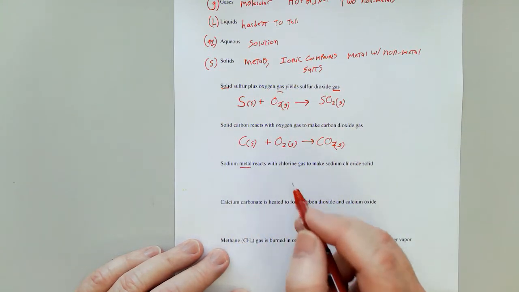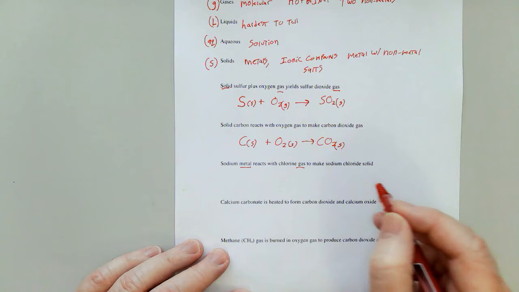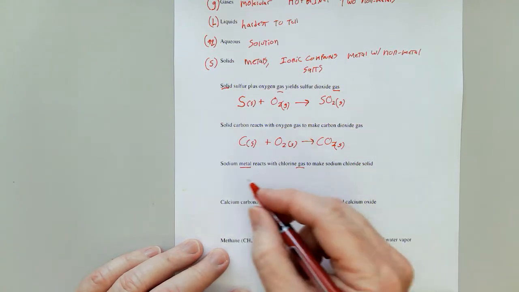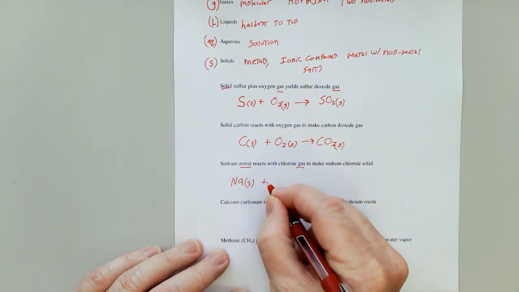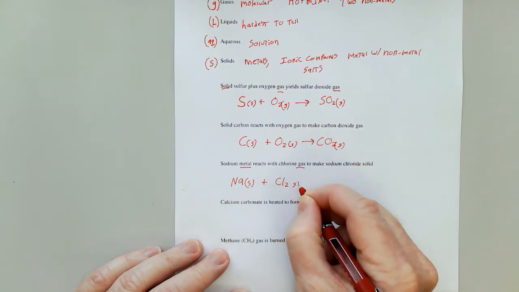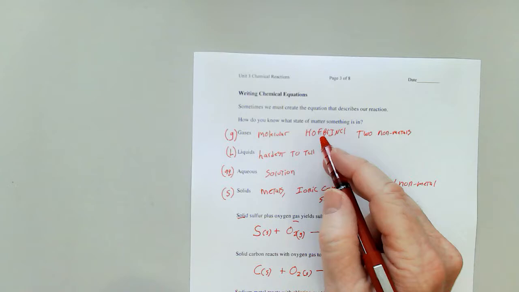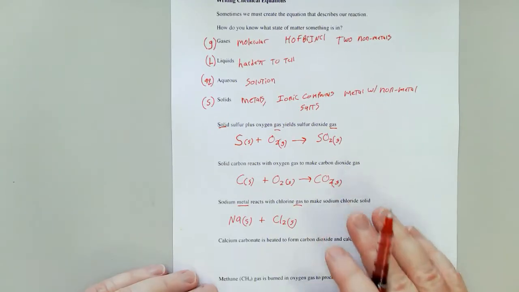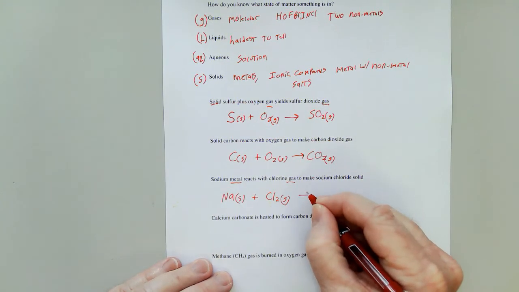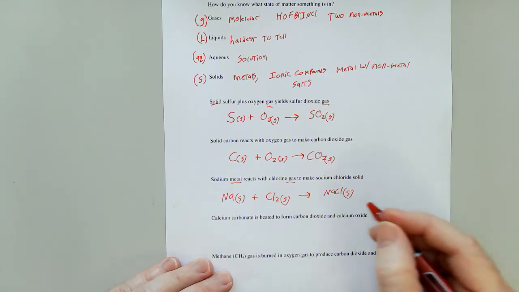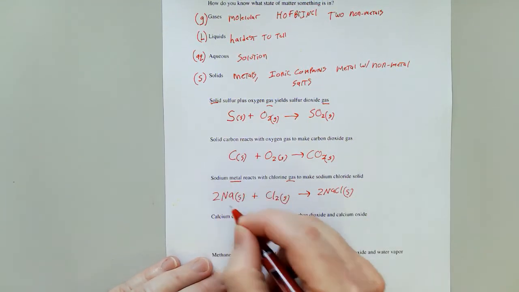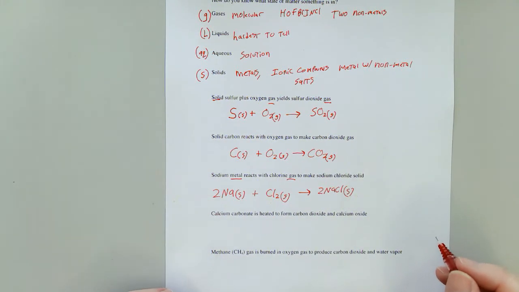Sodium metal, since it's a metal, it's a solid, reacts with chlorine gas to make sodium chloride solid. So sodium metal is Na with the s, plus Cl2 gas. We have to remember Hofbrinkel, all of these diatomics when they're alone, to yield NaCl solid. To balance that, we put a 2 there and we put a 2 there.